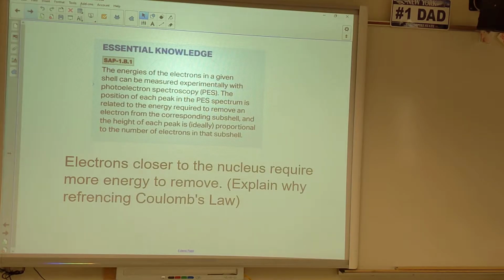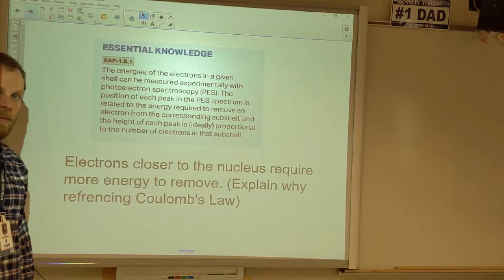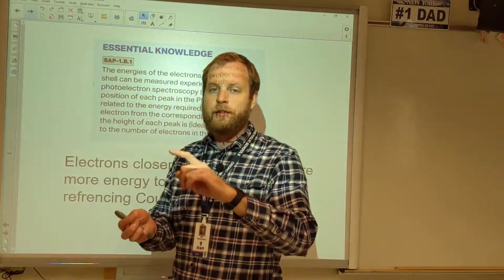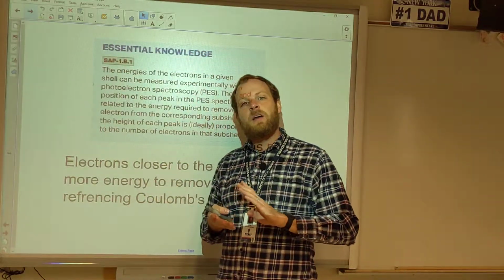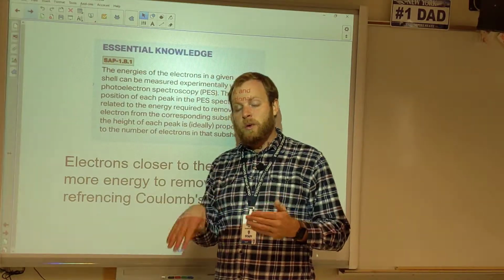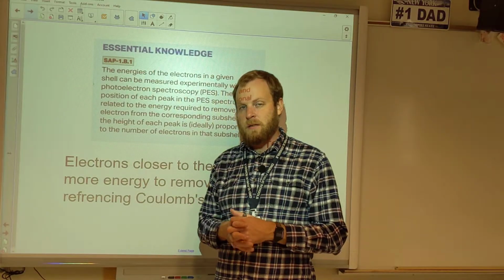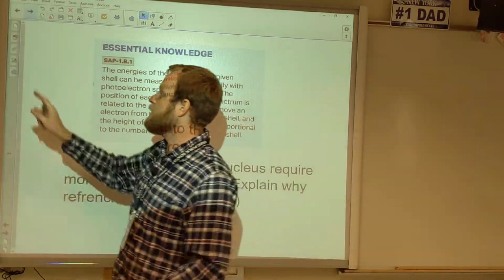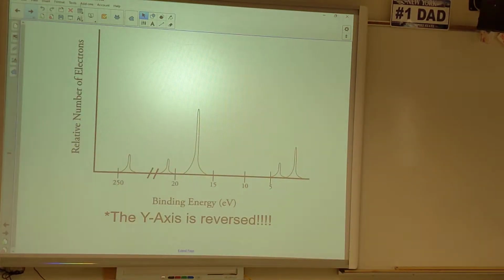The position of each peak is relative to the energy required to remove an electron. And the height of each peak is ideally proportional to the number of electrons in that subshell. So 1s2, 2s2, 2p6. The p's have 6 electrons and the s's have 2. So the p peak should be 3 times as tall as the s peaks. That's all that's saying. So here's what one looks like.